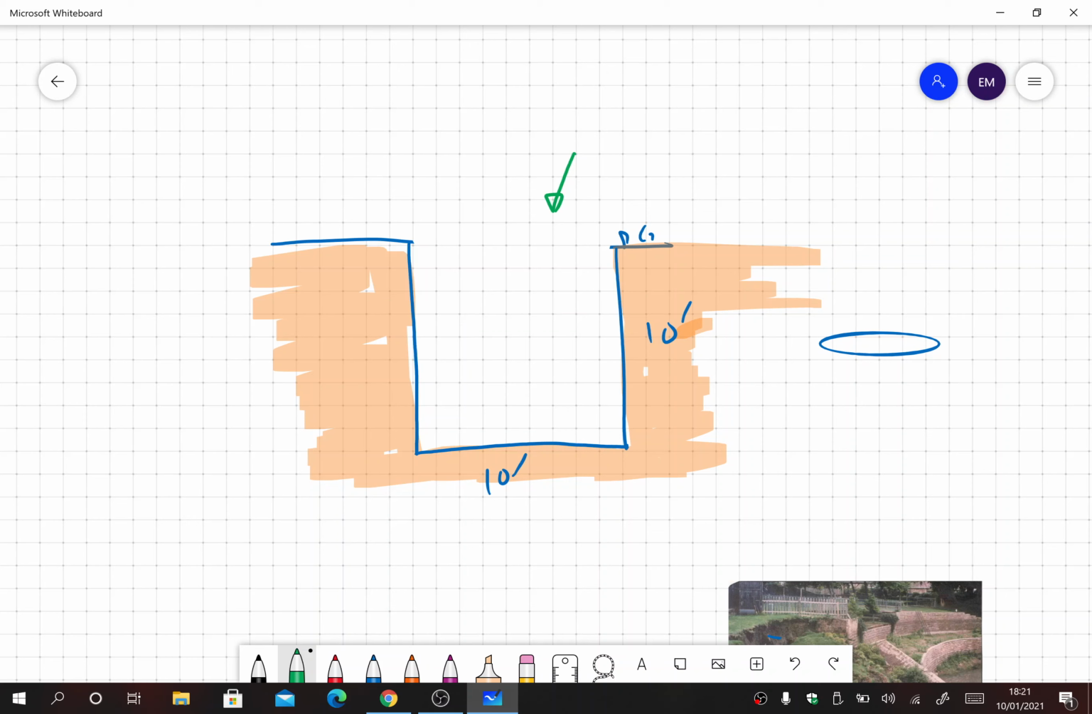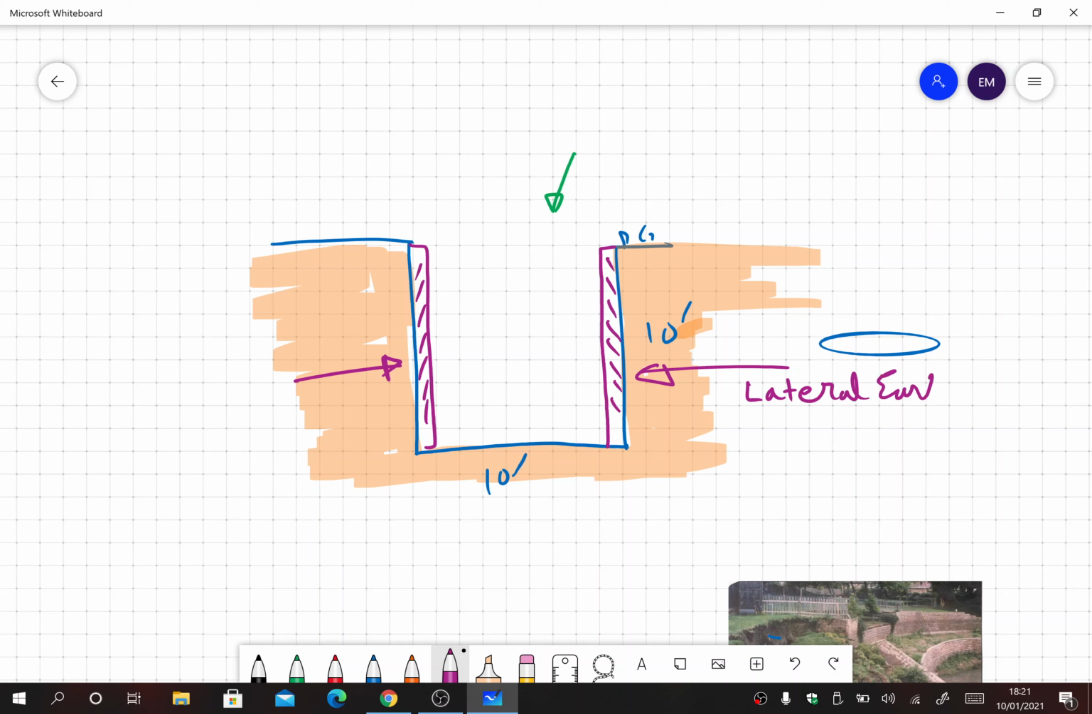And to prevent that, what we are going to do is make a retaining wall. So let's say I made a retaining wall here and a retaining wall here. What that retaining wall will do is give support against this pressure. This pressure here that is making the soil fall inside the excavation is called the lateral earth pressure.